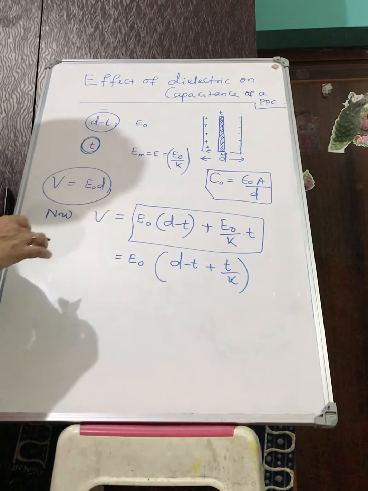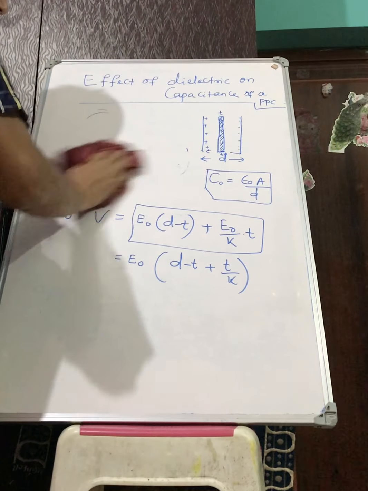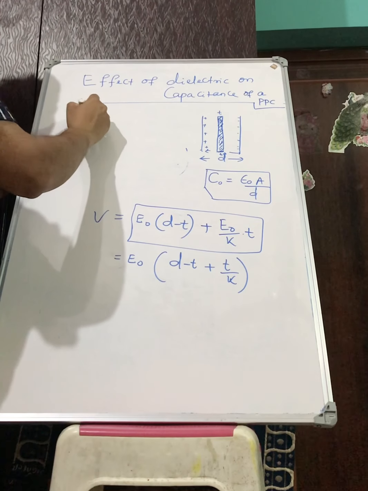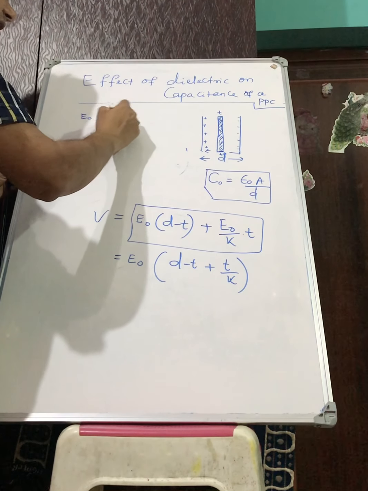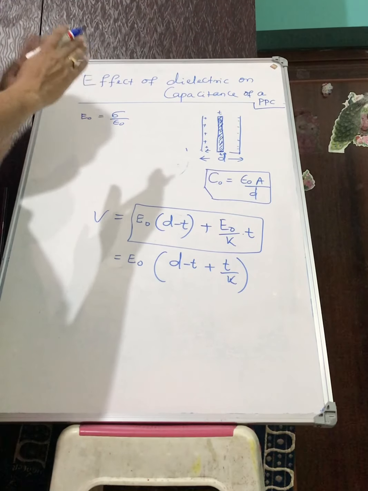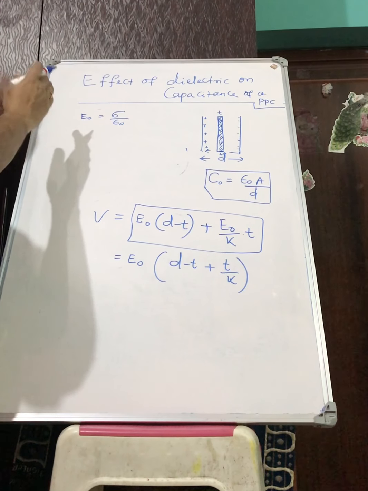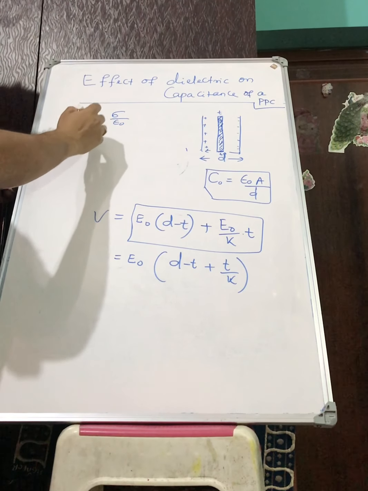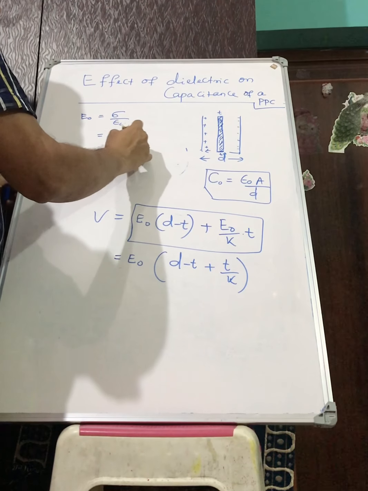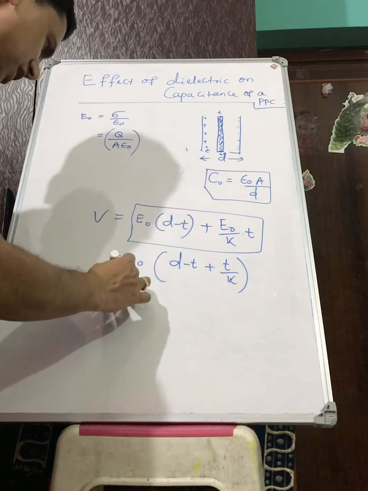This E0, which we have already calculated in the previous discussion, was equal to sigma by epsilon 0, the electric field in between the plates of the capacitor in vacuum or air. So this is sigma by epsilon 0, and sigma is Q by A, as I have already discussed. So this will be Q by A epsilon 0. Now I can put it here.